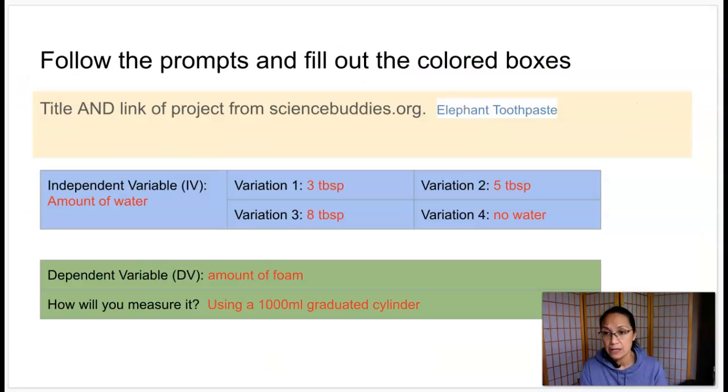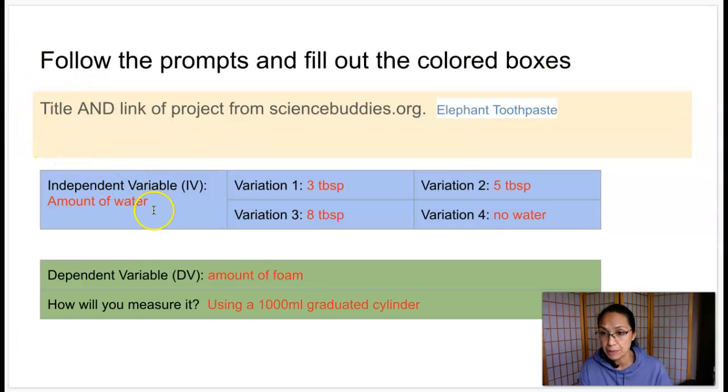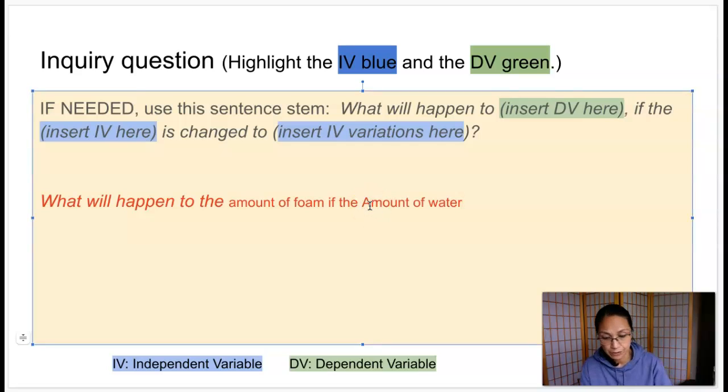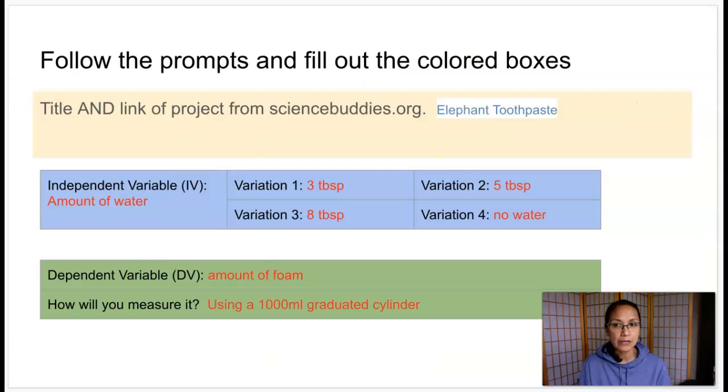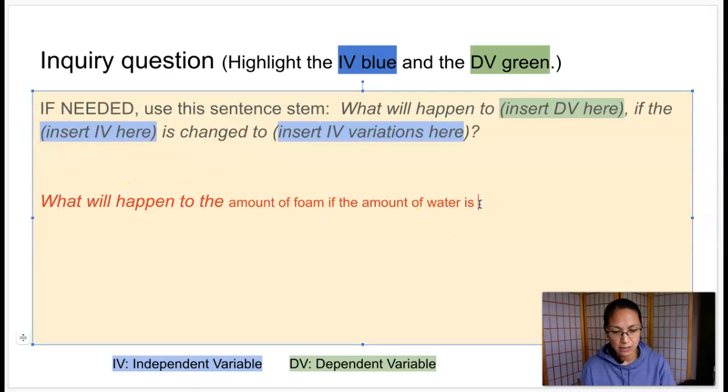My IV is the amount of water, right? If the, and I can just copy and paste that too, if the amount of water, let me change the sentence structure here, is changed. So how will I change my amount of water? It looks like through my variations, I am increasing it, except for my no water. So I'm going to go, amount of water is increased.